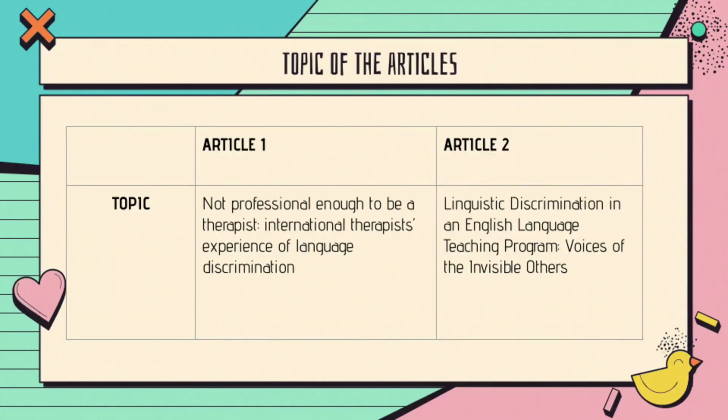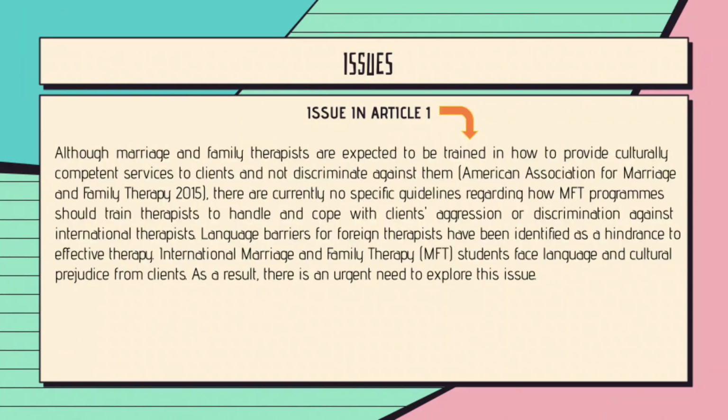For this critical review assignment, we have chosen two articles. Article 1 is about not professional enough to be a therapist, international therapist experience of language discrimination, while Article 2 is about linguistic discrimination in an English language teaching program, voices of the invisible others. Now, we move on to the issues stated in these articles. Issue that we found in Article 1.